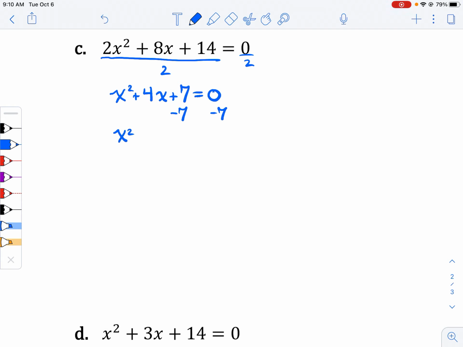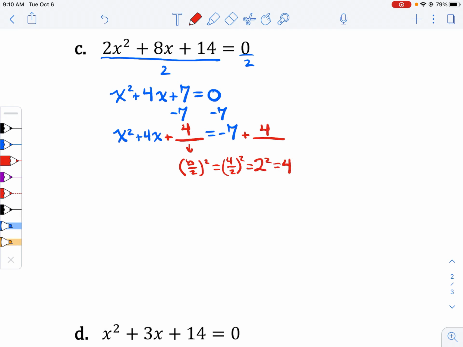So I have x squared plus 4x, and then plus my blank equals -7 plus blank. This is going to be my b over 2 squared. B here is 4. 4 over 2 is 2. 2 squared is 4. So I'm going to add 4 to both sides. So I have x squared plus 4x plus 4 equals -3.